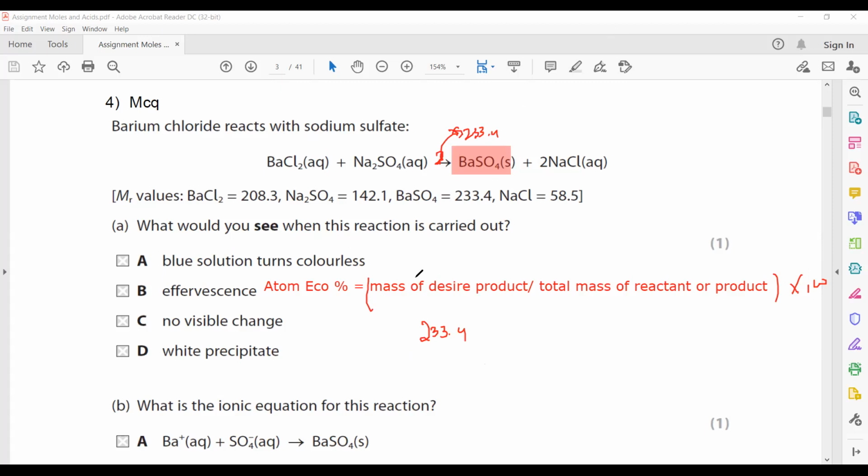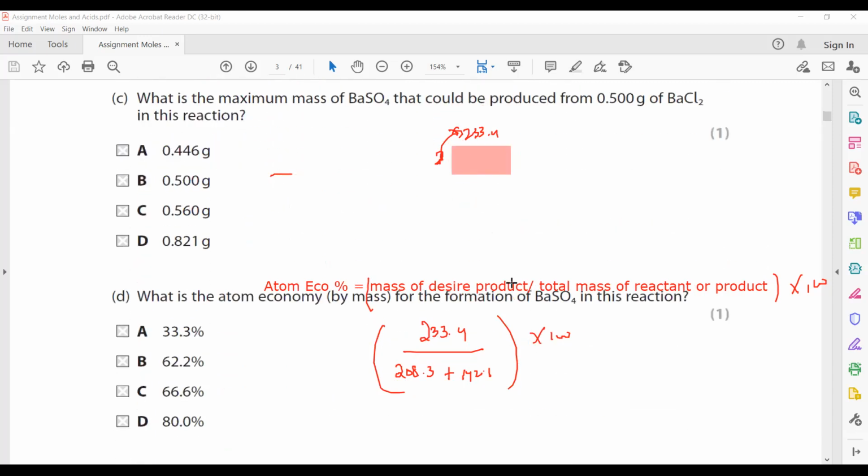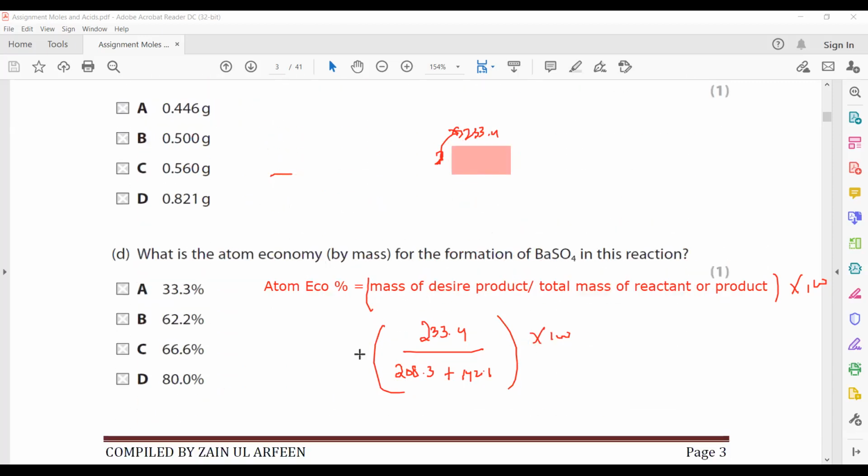So what is the total mass of the reactants? Barium chloride mass is 208.3 plus sodium sulfate mass is 142.1, and that whole is multiplied by 100. So that is how we get the percentage atom economy for this question.